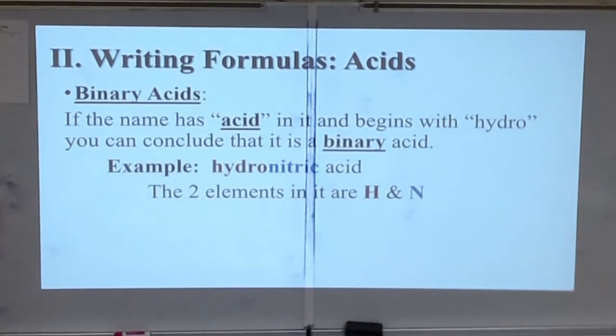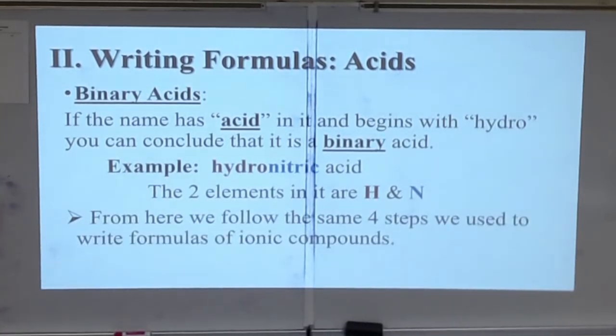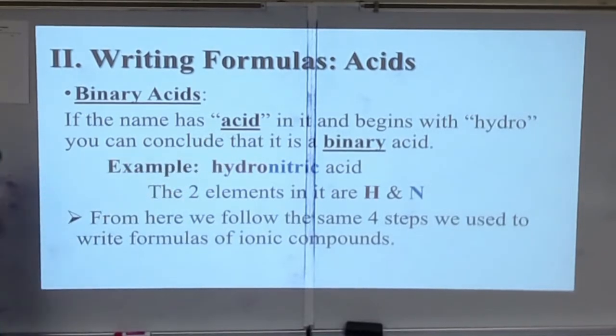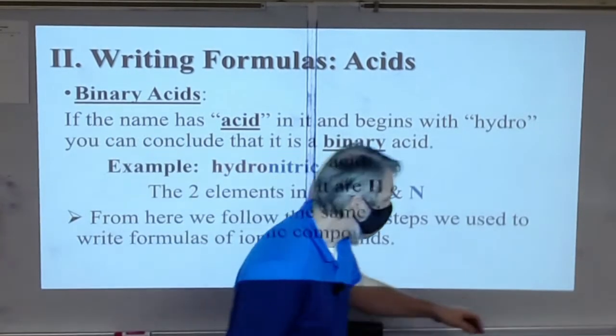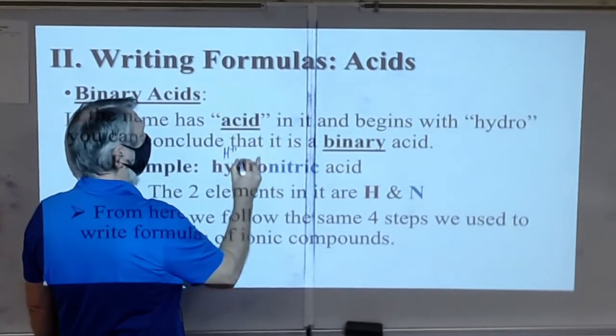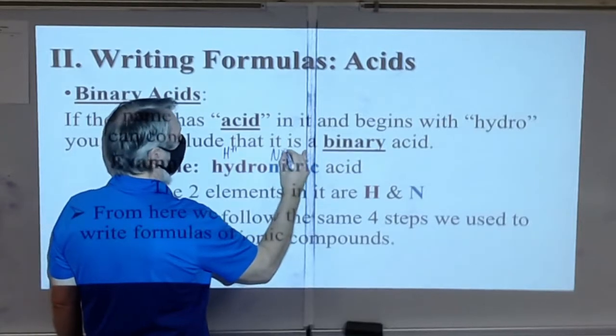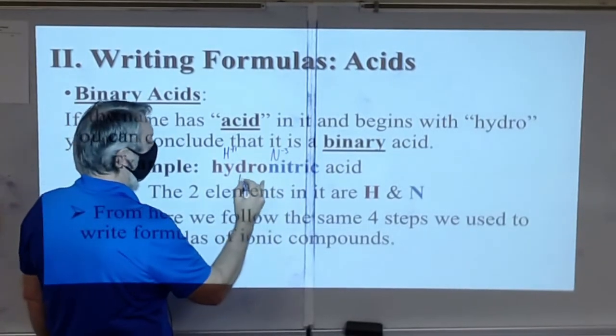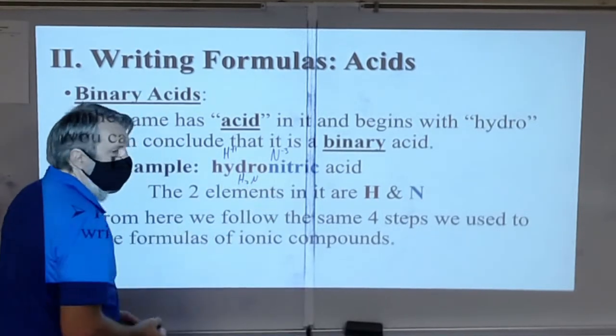Good enough. From here we follow the same 4 steps we used in ionic compounds. I'm going to write the H, and the charge of that's going to be what? +1 over here. And nitric is N -3. We're going to crisscross that. We're going to get what? H3N.